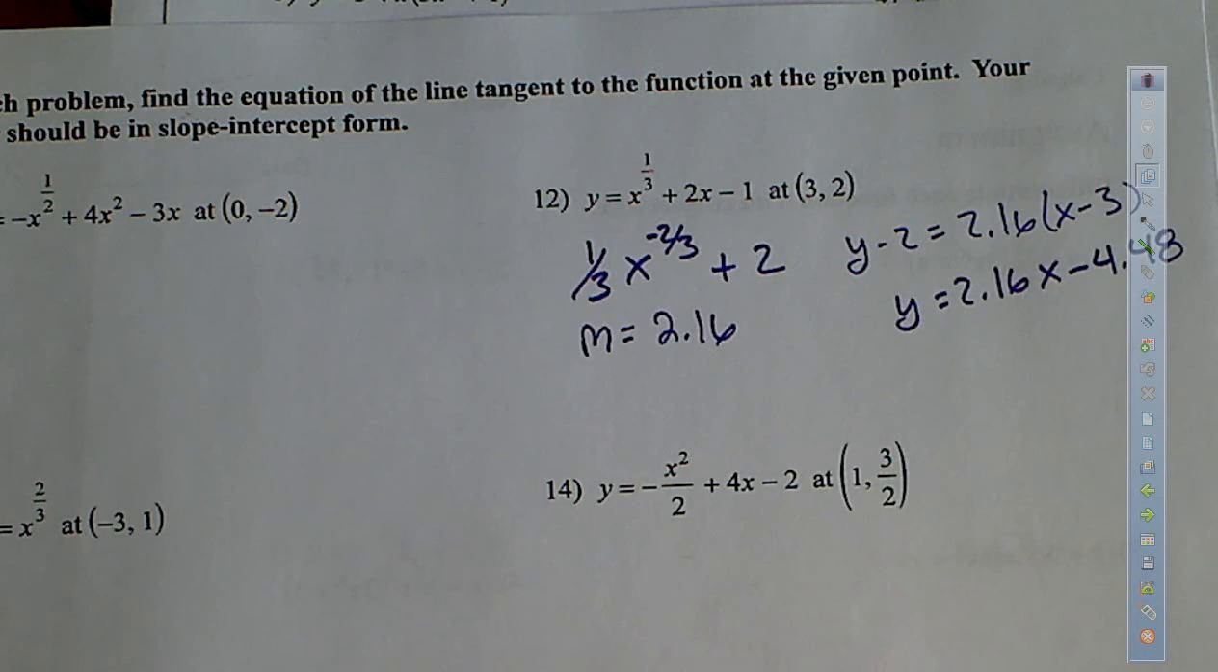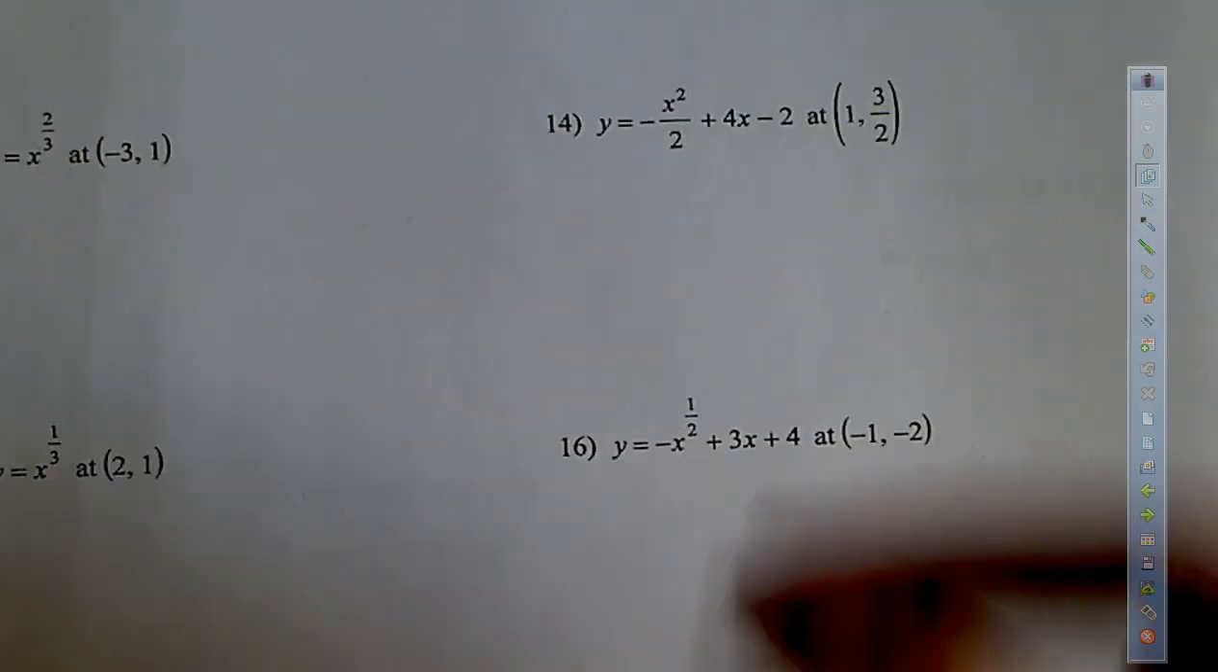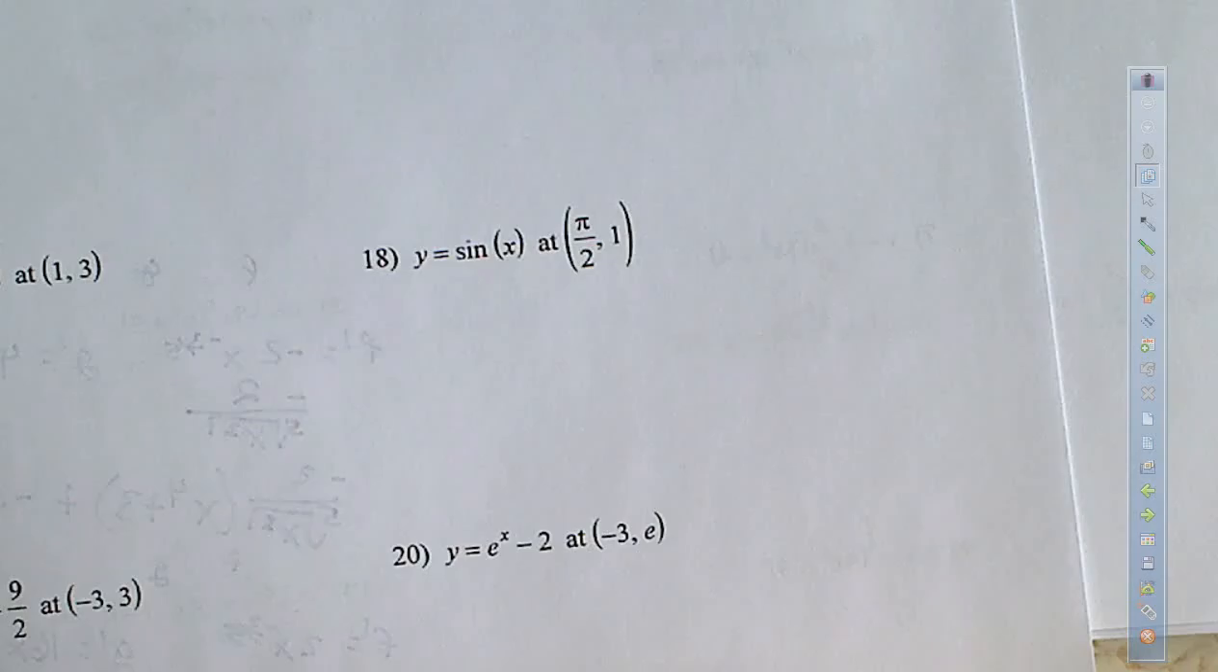Number 20, do you guys remember what the derivative of e to the x is? Right, so that would just be e to the x. And then put negative 3 in for x. Wait, what? What's the derivative of e to the x? Why is it even that?